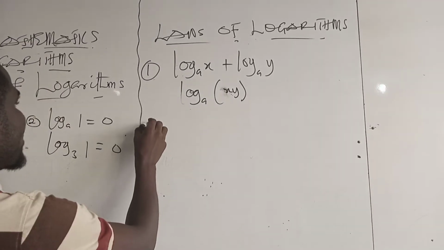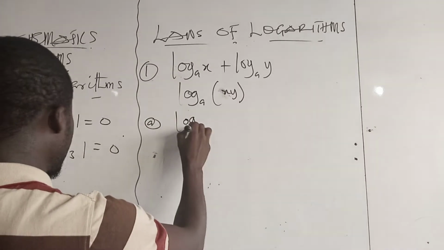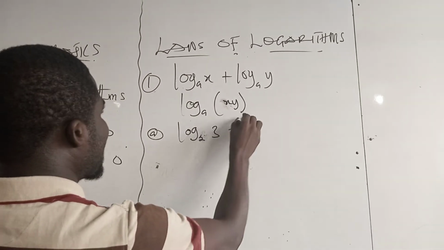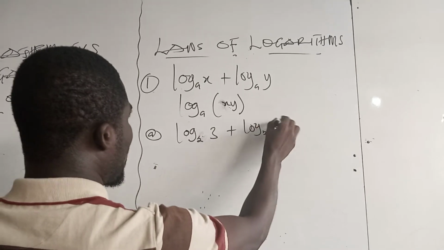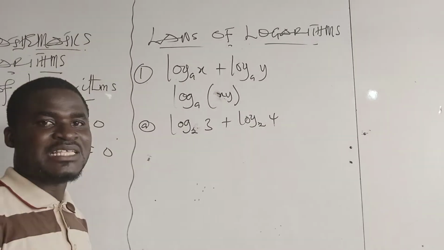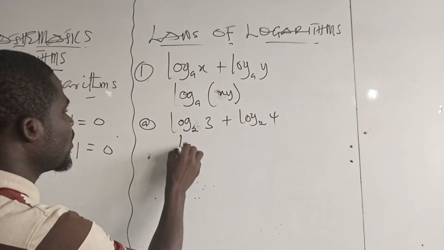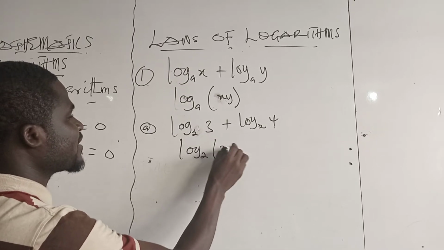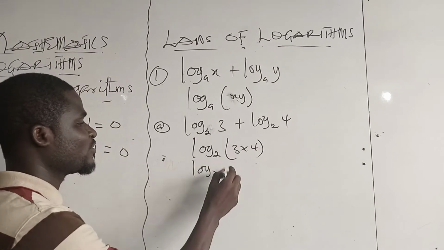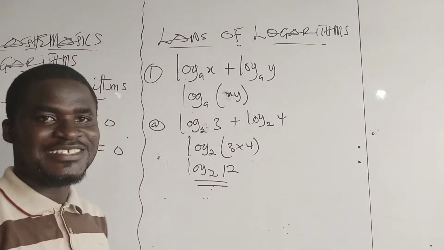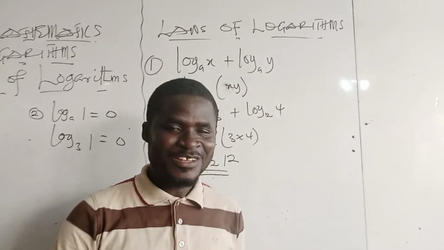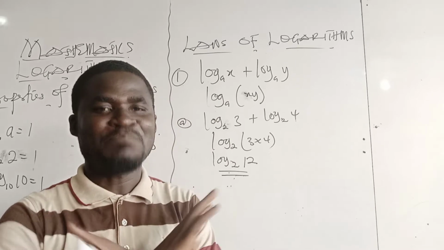Example 1, I have log 2 3 plus log 2 4. Now, we should multiply 3 and 4 to get our final answer, because the law says log 2 into bracket 3 times 4. So we are going to have log 2 12. This is our final answer. Are you getting it? Log is very easy. If you follow the chart on the lemmas, you understand everything perfectly.